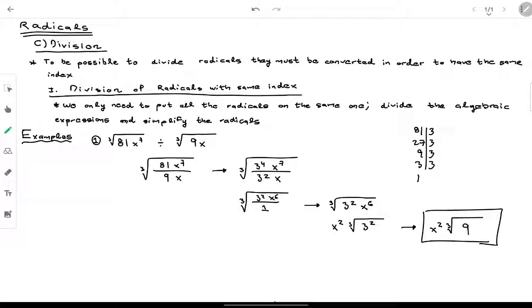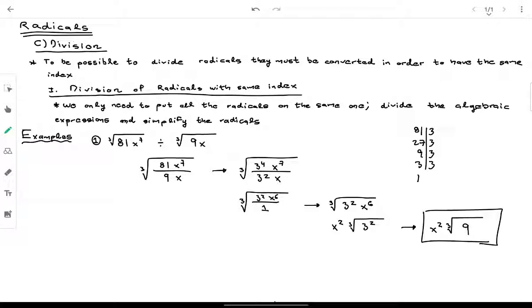So as I was telling you, after seeing the multiplication, the division is almost the same. When we have the same index, it's only putting both expressions in the same radical, doing algebraic simplification of rational expressions, and after that, simplifying the radicals, taking out something if it's possible.